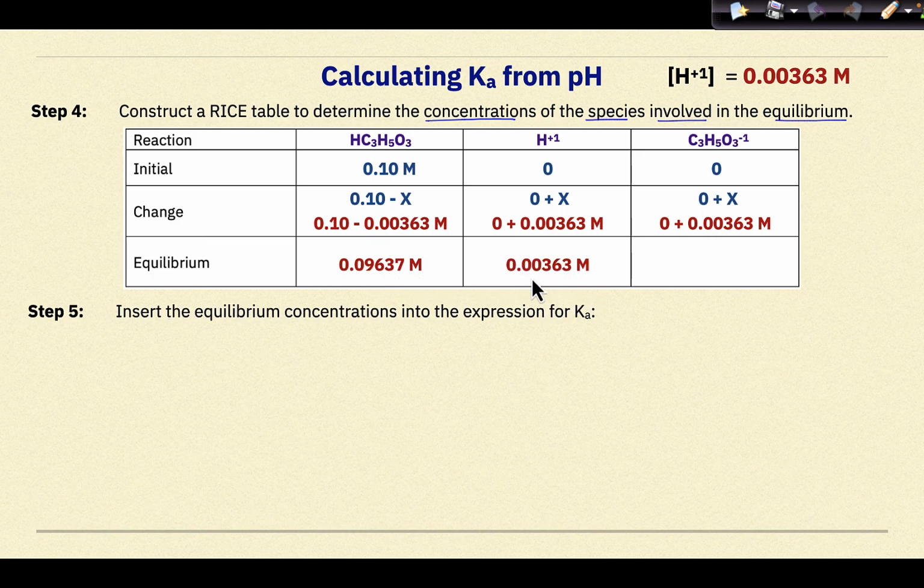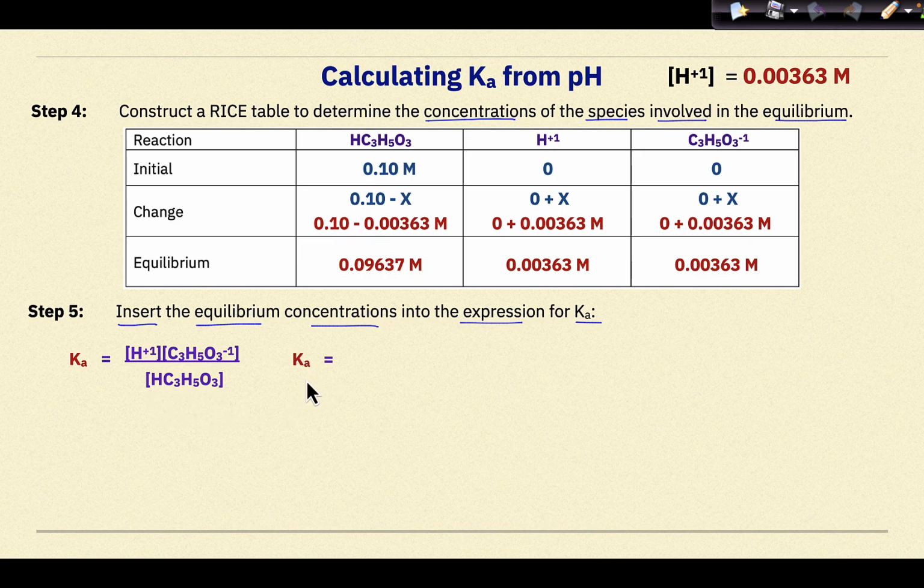And then we'll have our hydrogen ion concentration and our anion concentration. Now we can move on to step 5, which is insert the equilibrium concentrations into the expression for Ka. So we'll have Ka is equal to our hydrogen ion concentration times the anion divided by the concentration of the weak acid. Then we'll plug our values in.